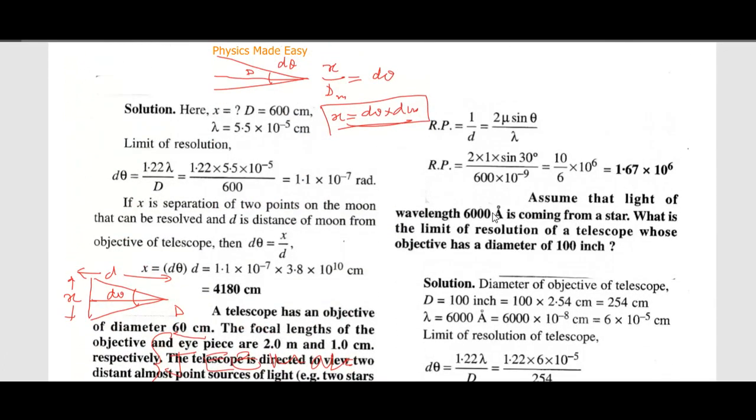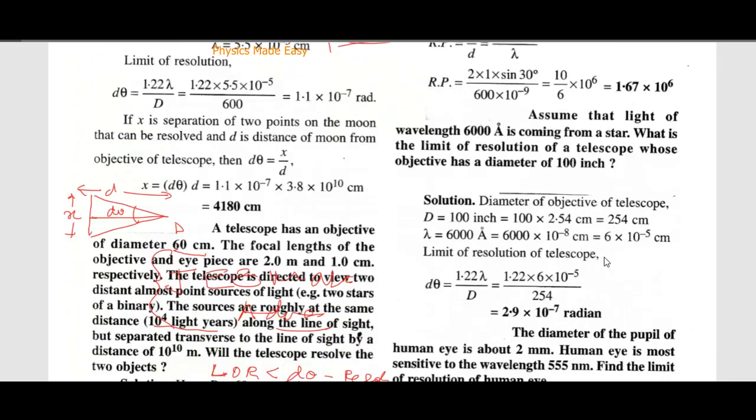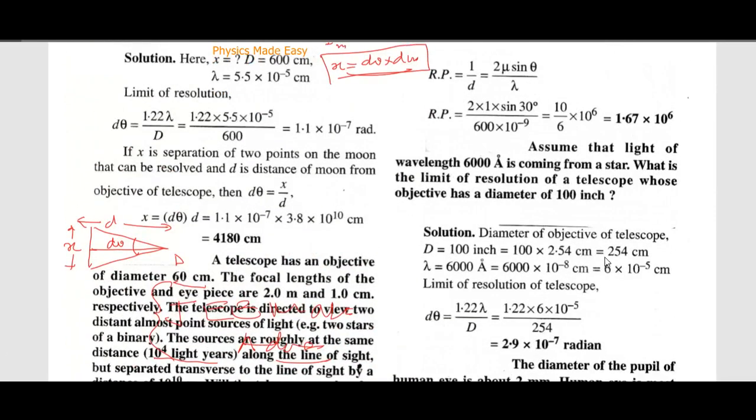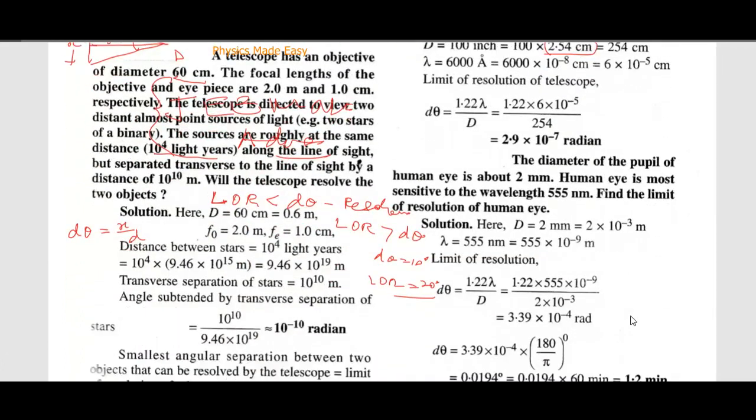Next is, assume light of this wavelength coming from a star. What will be the limit of resolution of a telescope 10 inches in diameter? It is a board level question. You just convert inches into centimeter, and this conversion, 1 inch is equal to 2.54 centimeter, is important. The diameter of the pupil of the human eye is 2 mm. The human eye is most sensitive to the wavelength 555 nm. Find the limit of resolution of the eye. Lambda is given and D is given. You can easily find it out. I don't think there is any problem.